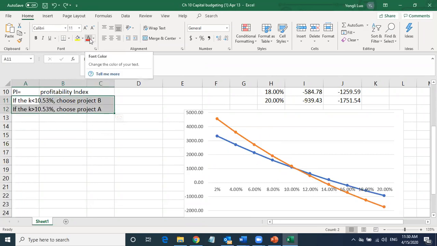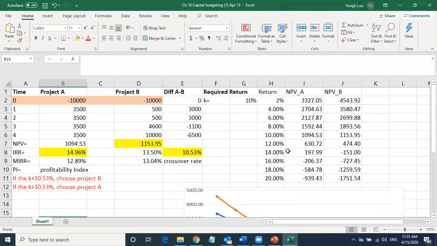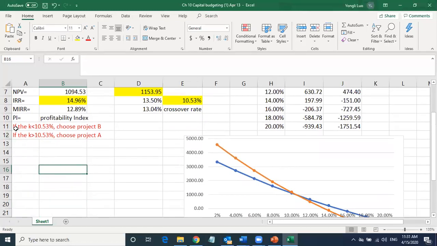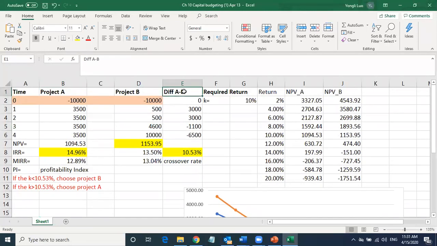Thank you. So when you do the net present value profile, you don't have to be exactly 10.53%. You just say around 10%. You can see the cross point somewhere, so it's a rough number. But if you calculate the difference between these two projects, and then calculate the internal rate of return for the difference, you can know exactly what the crossover point is.